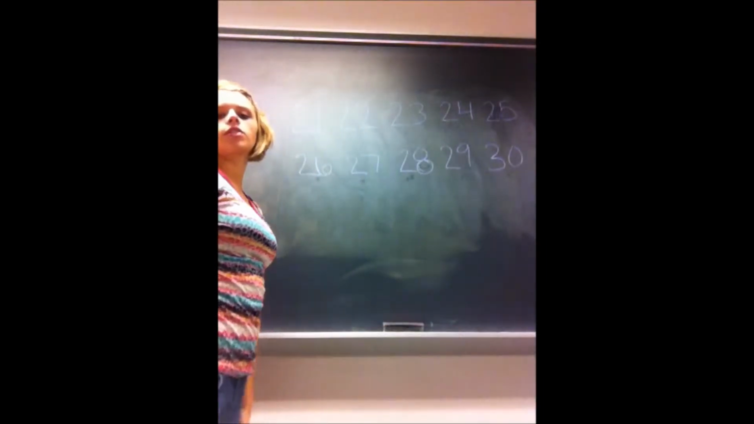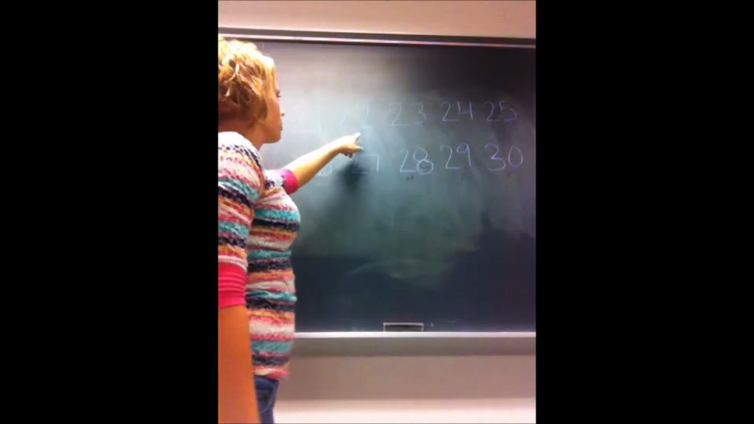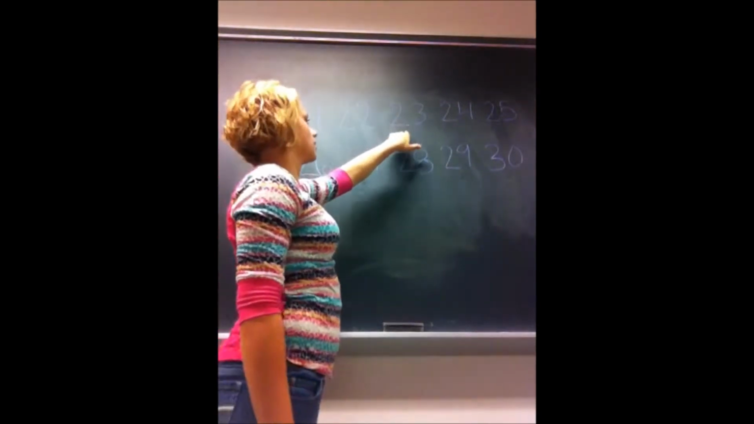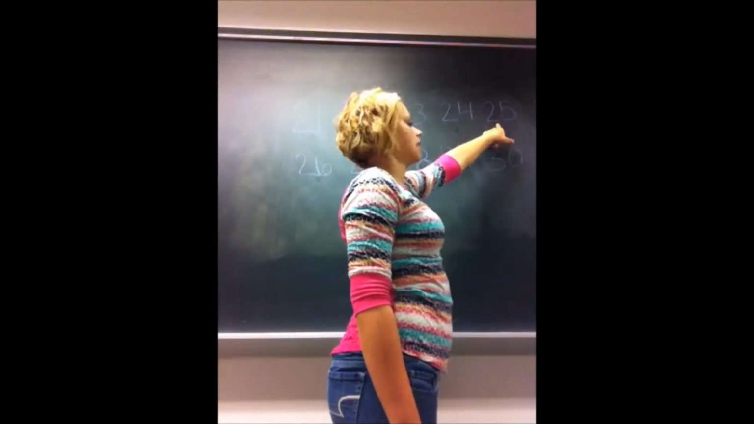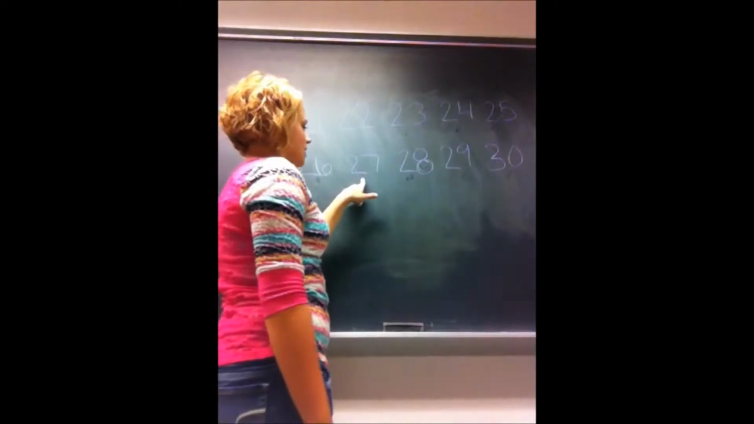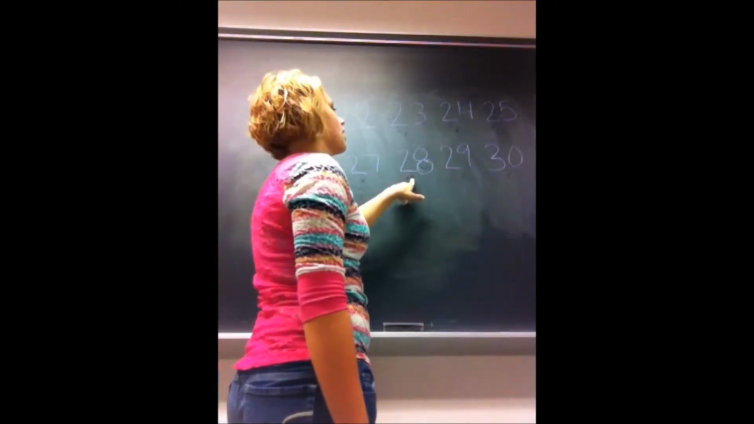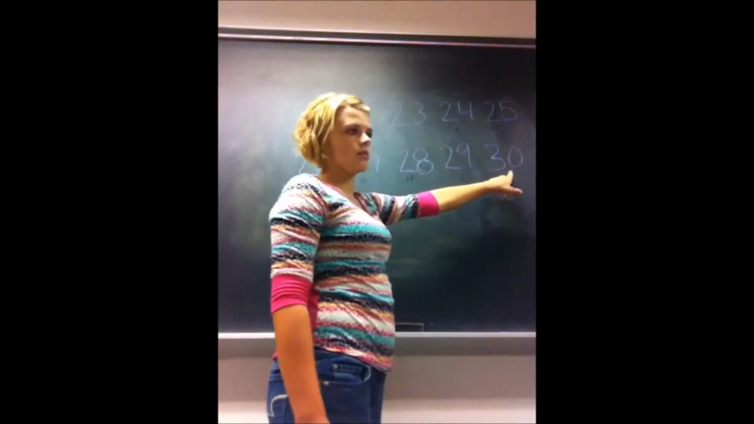I'm going to say them slowly. Try to say them with me. 21, 22, 23, 24, 25, 26, 27, 28, 29, 30.